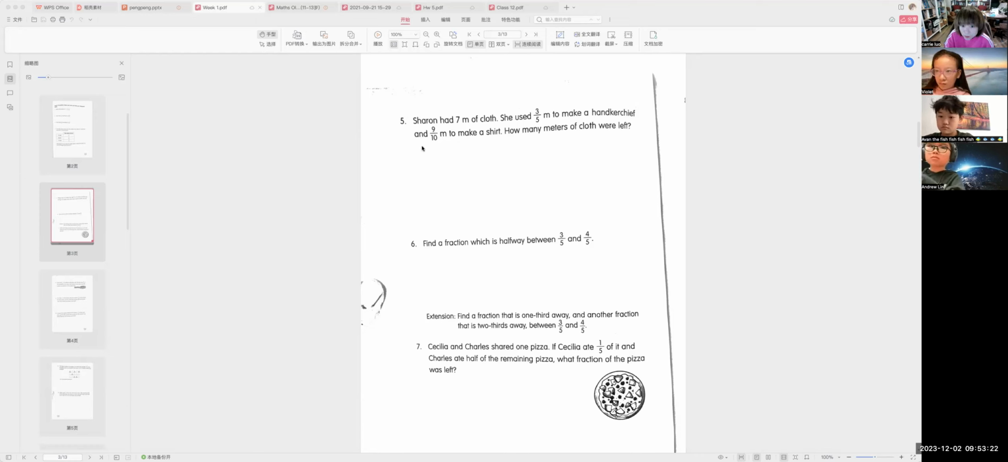So Sharon had 7 meters of cloth. She uses 3/5 meters to make a handkerchief and 3/10 meters to make a shirt. How many meters of cloth were left? 7 minus 3/5 minus 3/10, right? Very easy. Next one. Find a fraction which is halfway between 3/5 and 4/5.